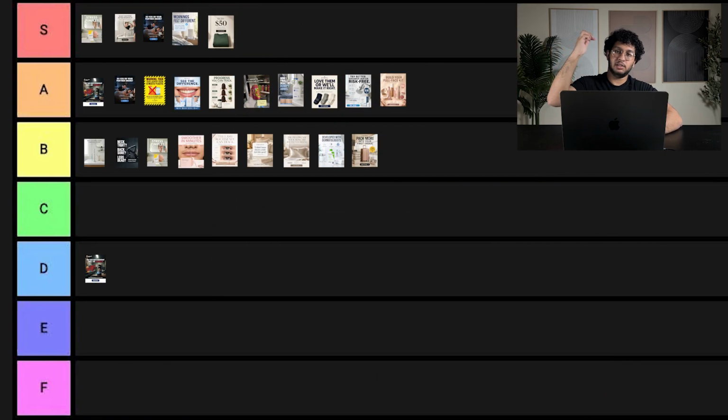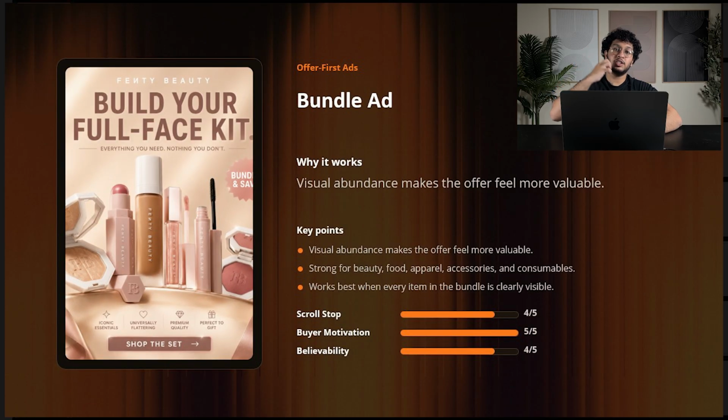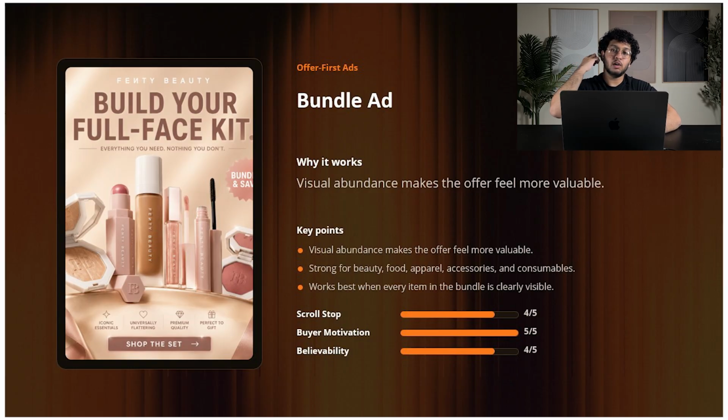Next is the bundle ad. Bundle ads are A tier. They work because visual abundance increases perceived value. A buyer sees multiple products and feels like they're getting a full kit, routine, or system. This works extremely well for beauty, food, apparel, accessories, supplements, and gifting. Strong buyer motivation, good scroll stop. The only issue is clutter. If the bundle is messy, the value becomes harder to understand.